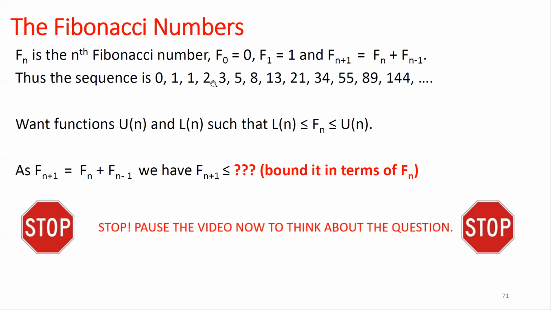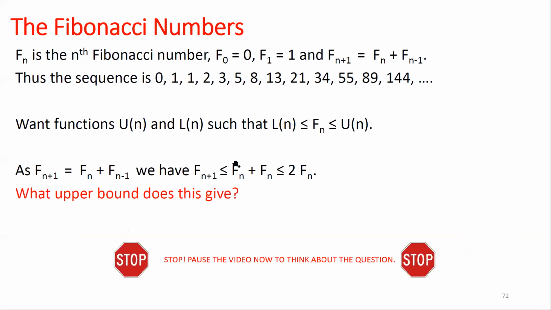We know the sequence is increasing except for the double ones, but it's at least not decreasing. So we can replace f_(n-1) with f_n, and this is now going to be larger. So we get f_(n+1) is less than or equal to twice f_n. Then the question is, how can we make this into a bound? So think for a moment as to what kind of bound that might give.